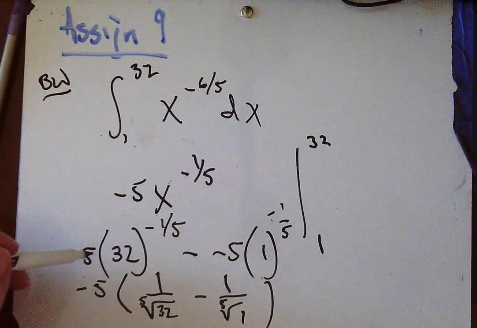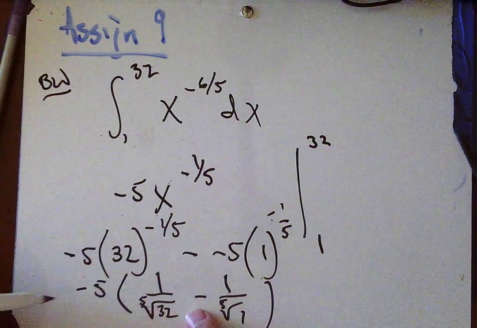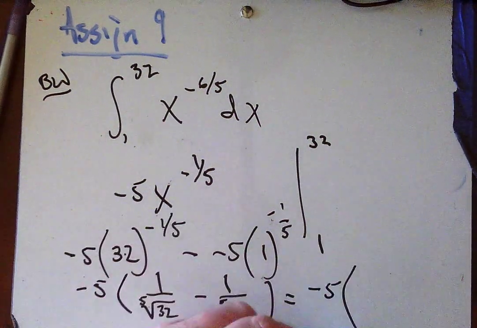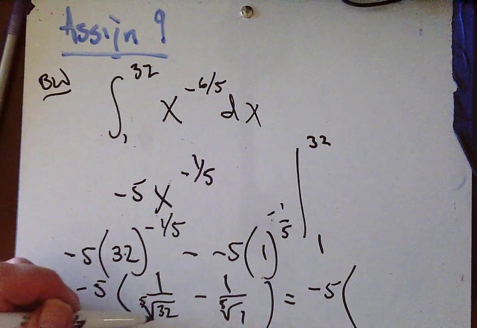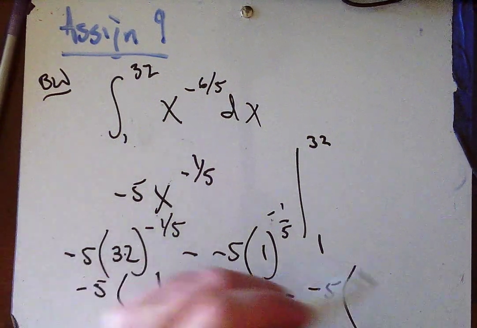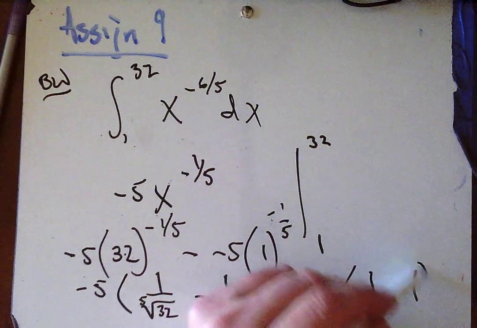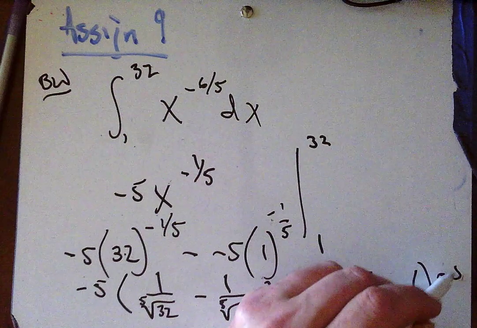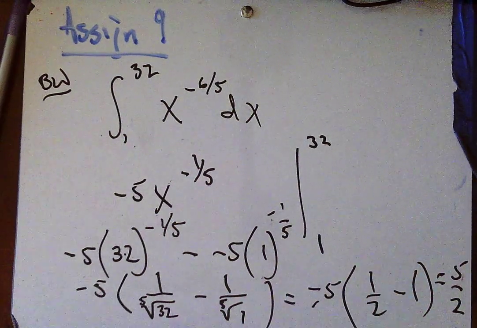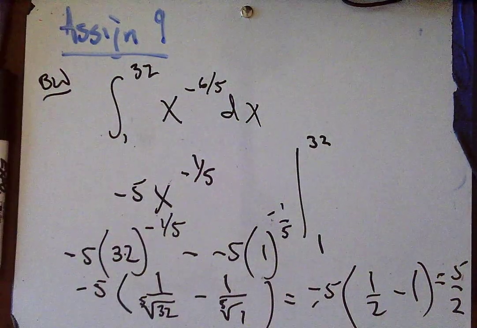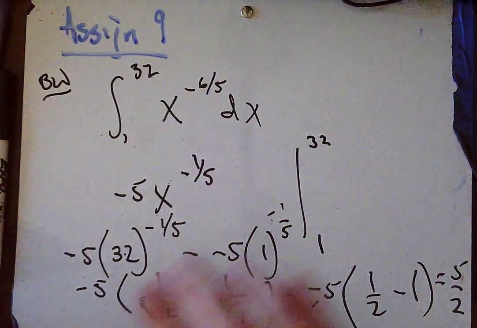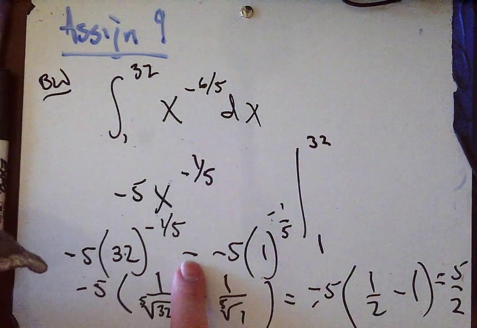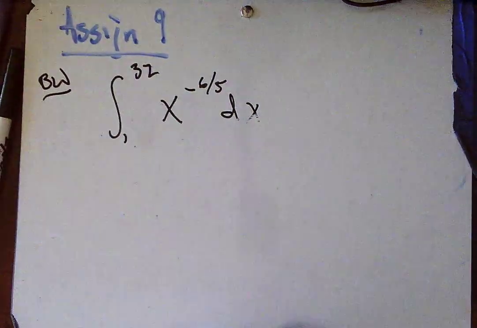Took that out. There's that minus. This goes on the bottom. This goes on the bottom. So it's going to be negative 5 times the 5th root of 32. Remember, 32 is 2 to the 5th, so those are going to cancel, and I'm going to have 1/2 minus 1. So negative 1/2 times negative 5 is positive 5/2. Remember, we're using FTC 2. We're using the antiderivative here and here in order to evaluate this integral.